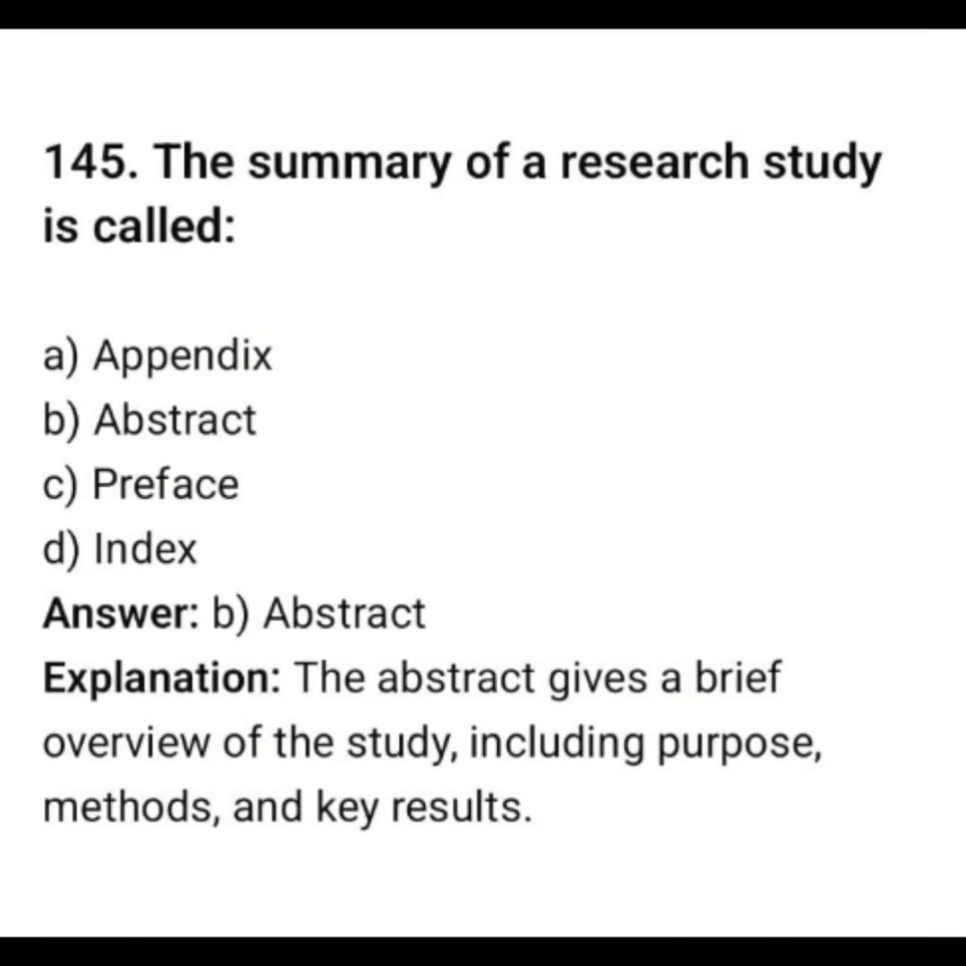The summary of a research study is called appendix, abstract, preface, index. The correct answer is option B, abstract. The abstract gives a brief overview of the study including purpose, methods and key results.